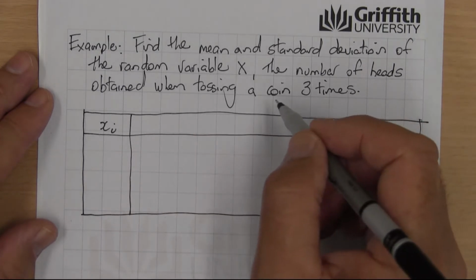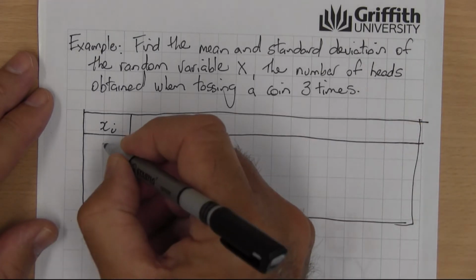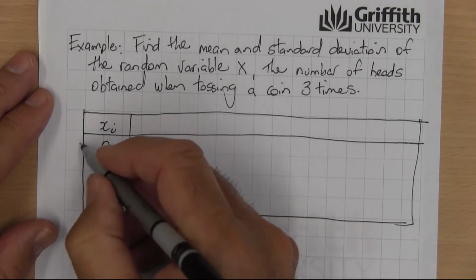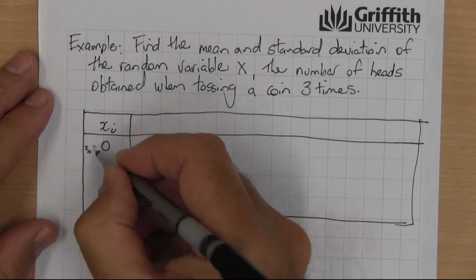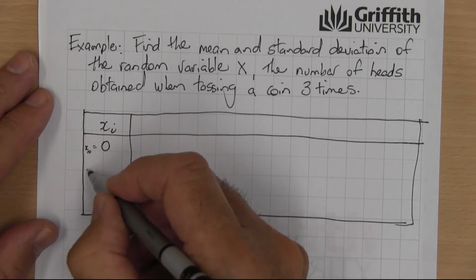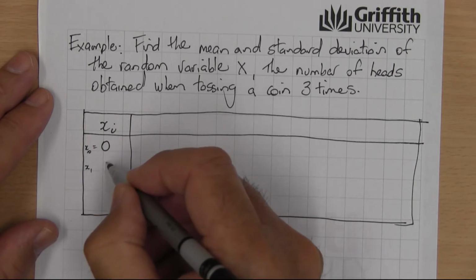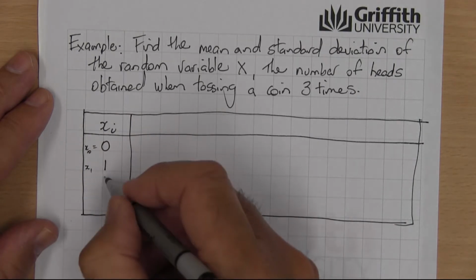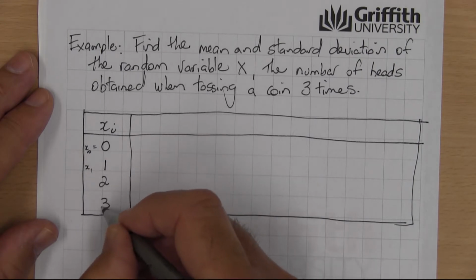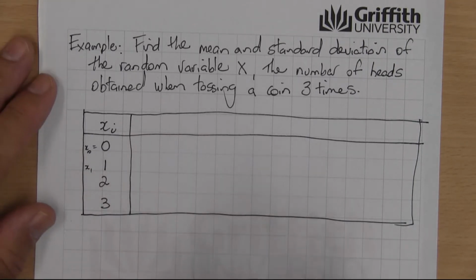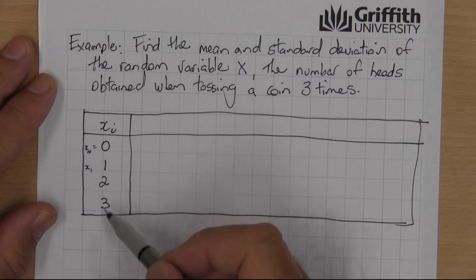So if we're tossing a coin 3 times, we can have 0 heads. So this would be like little x0 is equal to that. Little x1 would be equal to 1 head, then 2 heads and 3 heads. So they are all the different values that xi can take: 0, 1, 2 and 3 heads.